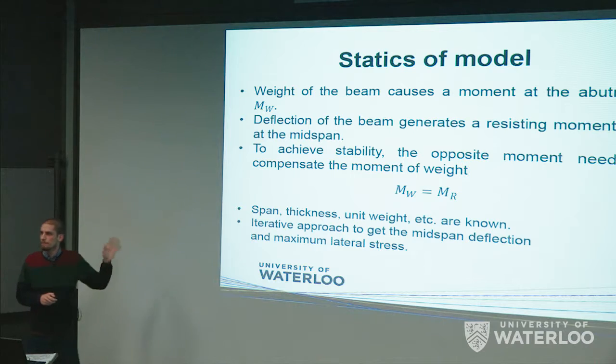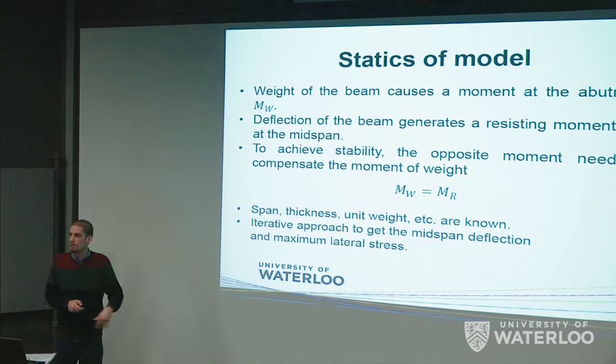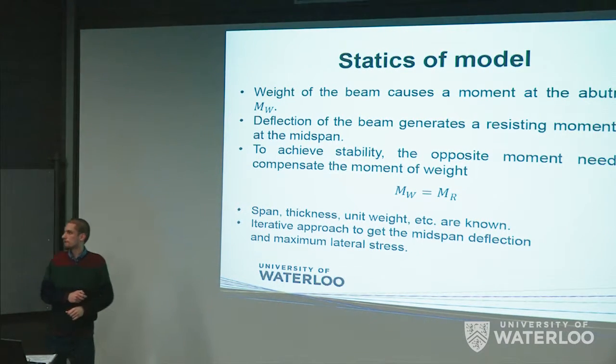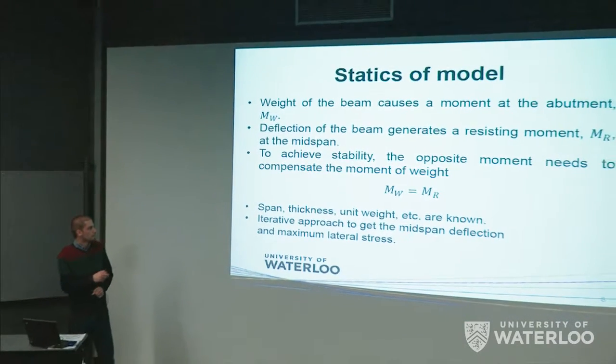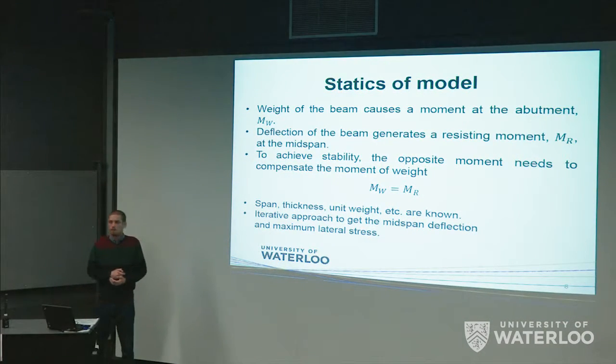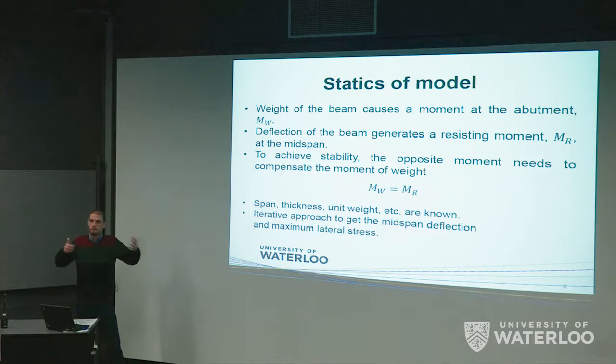Knowing the span, thickness, the values of the unit weights, and different properties of the material, we can come up with an iterative equation to get the midspan deflection and then the lateral stress at the abutments. These two are the unknowns that we're looking for to define some factors of safety at the end.